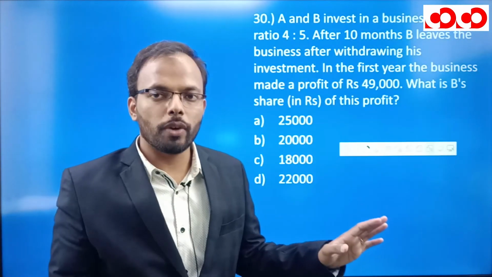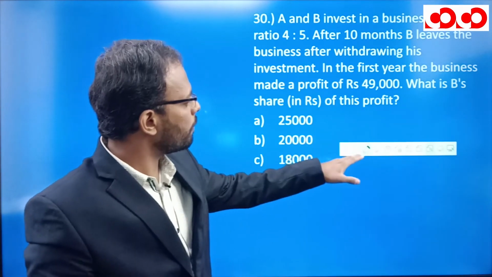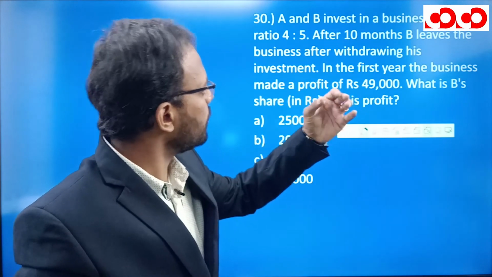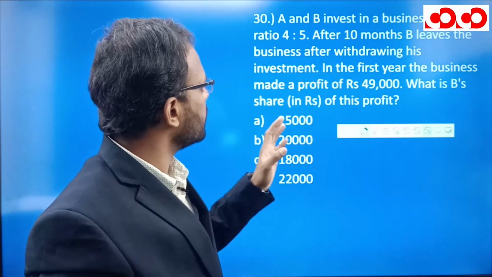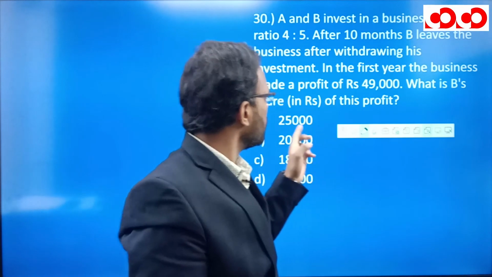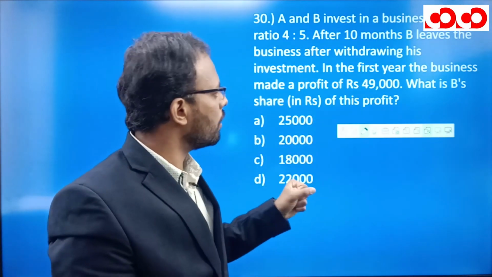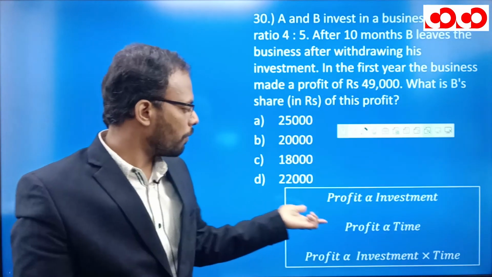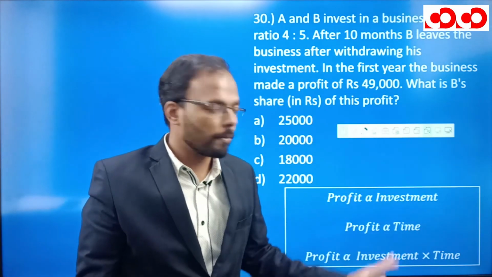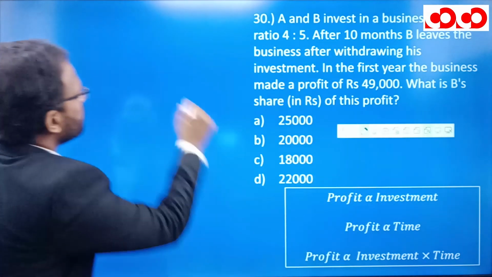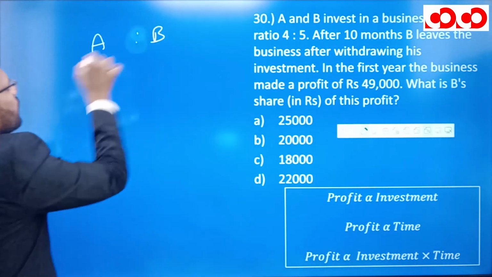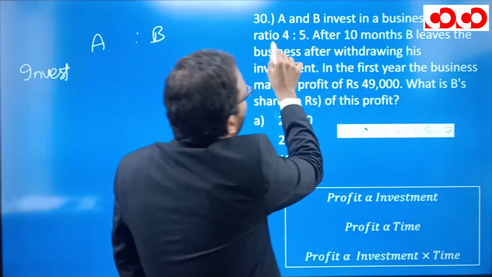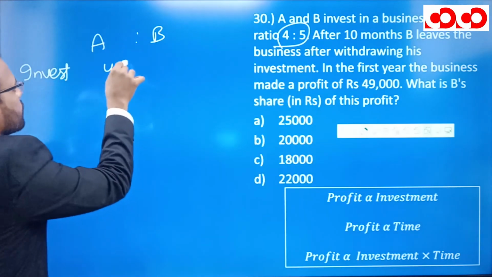The last question for the day is here. Again, it is based on partnership. A and B invested in a ratio 4:5. After 10 months, B leaves the business after withdrawing his investment. If in the first year the business made a profit of 49,000, then what is B's share out of this? Again, we know the concept that profit is directly proportional to investment into time. Now it is mentioned that the investment of A and B was 4:5.